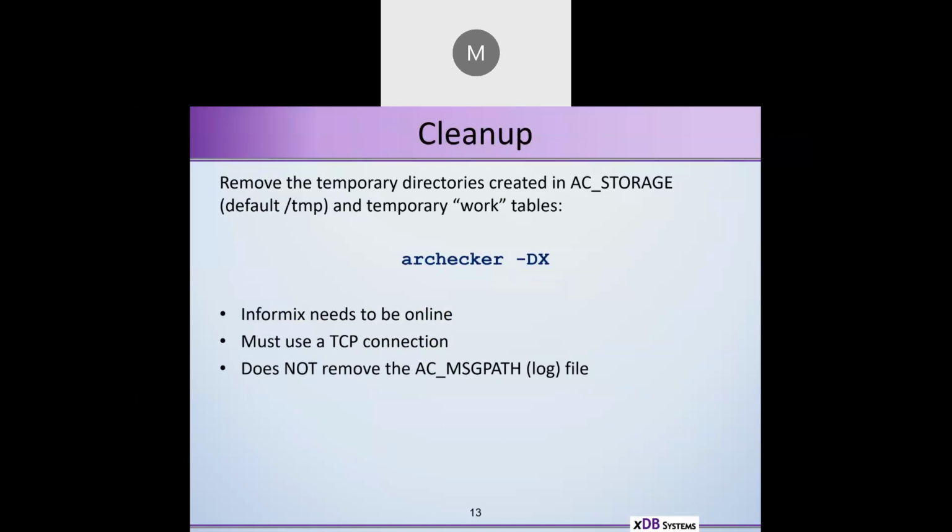Again, run this if you're seeing issues, seeing some odd things happen, and it's just a good thing to run every now and then. Now, Informix does need to be online and accessible, and you must use a TCP connection because it forks multiple connections. And I think it's worth mentioning that even though it does a big cleanup of these temporary tables and those directories, the log file pointed to by AC message path remains.